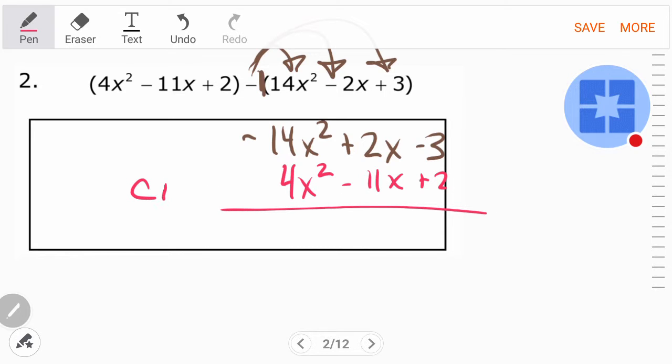And now we can combine like terms here. -14 plus 4 is -10x squared. 2 minus 11 is -9x. And -3 plus 2 is -1. And there's our final answer.